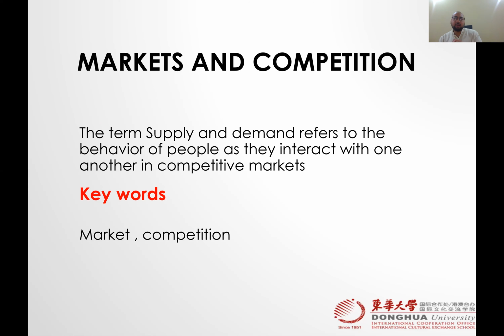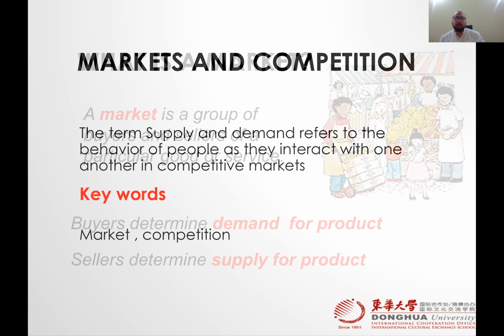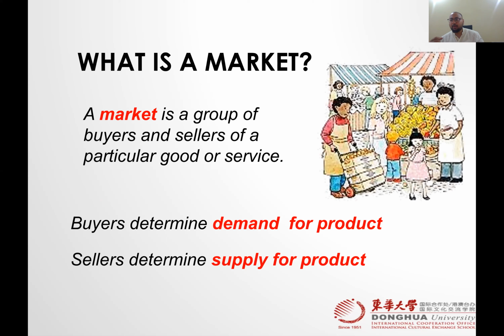The terms supply and demand refer to the behavior of people as they interact with one another in competitive markets, right? So one person is showing demand and the other person is showing supply. So in a competitive market, let's talk about that. First, market. A market is a group of buyers and sellers of particular goods or services.